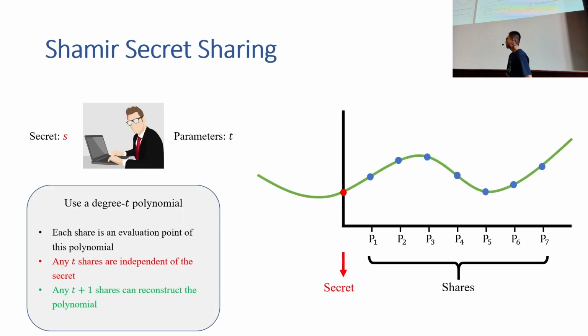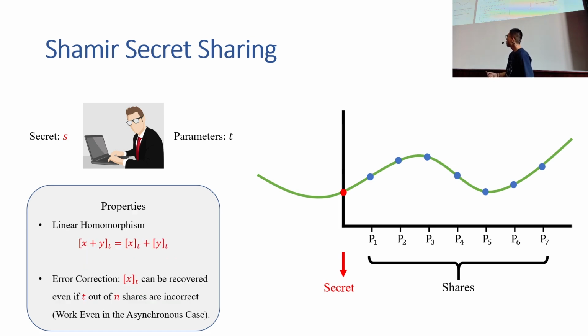And here we follow the previous work to use the Shamir secret sharing. Basically, we use a random polynomial to hide the secret at point 0, and each party has its share as one evaluation of this polynomial. So we use a degree T polynomial so that if you only have T shares, which are not sufficient to determine the polynomial, you don't learn the secret. But if you have T plus 1 shares, you can interpolate the whole polynomial and determine the secret.